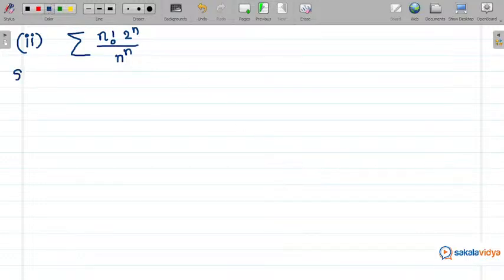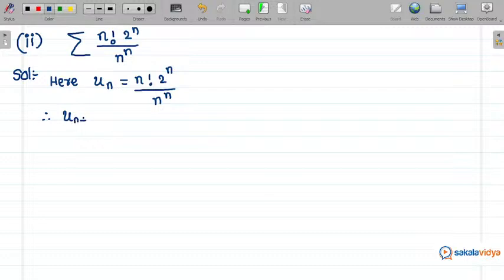So let us start with the solution. Here let us write the nth term. You can say let also, no problem. So un equals n factorial 2 to the power of n divided by n to the power of n. Therefore, let us find un plus 1. In the un, in the place of n, let us write n plus 1. So n plus 1 factorial 2 to the power of n plus 1, divided by n plus 1 all to the power of n plus 1. Clear?